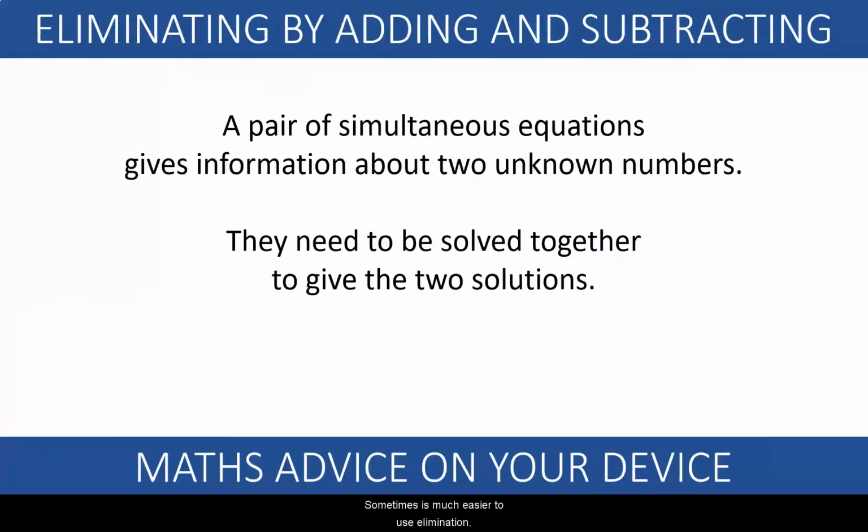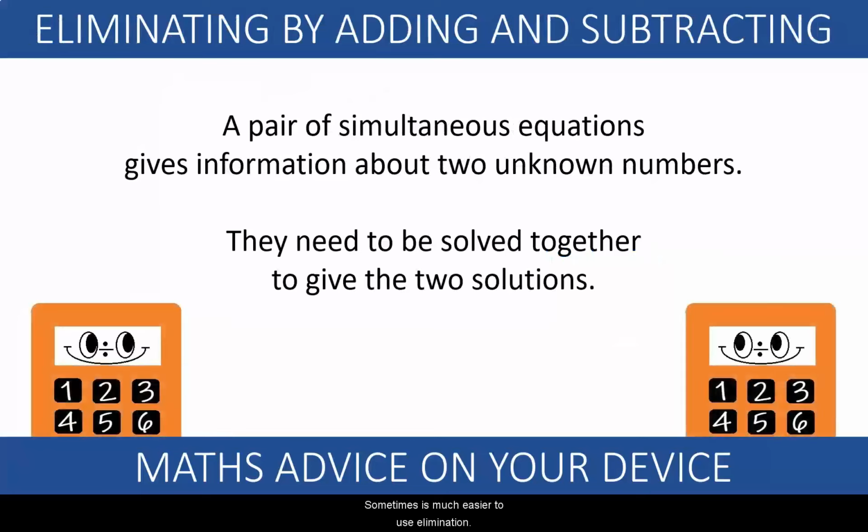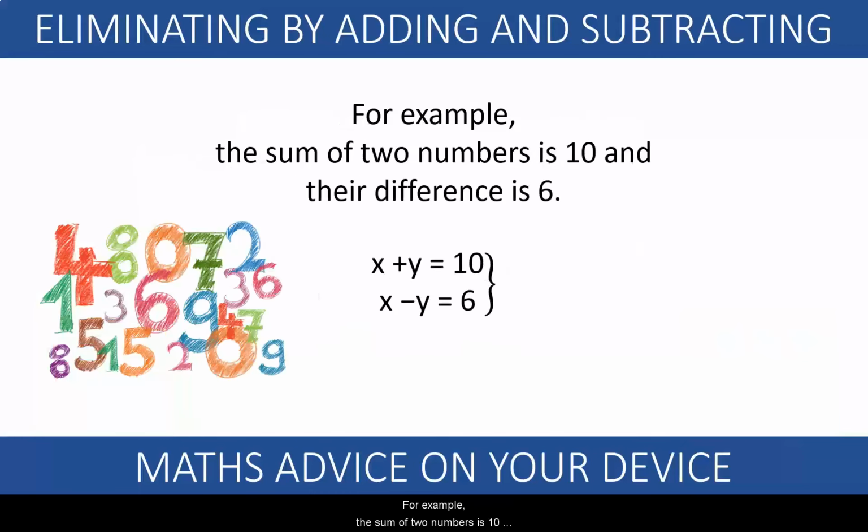In our previous video, we solved a pair of simultaneous equations by substitution, but sometimes it's much easier to use elimination. Just by adding or subtracting, we can eliminate either x or y. For example, the sum of two numbers is 10 and their difference is 6.